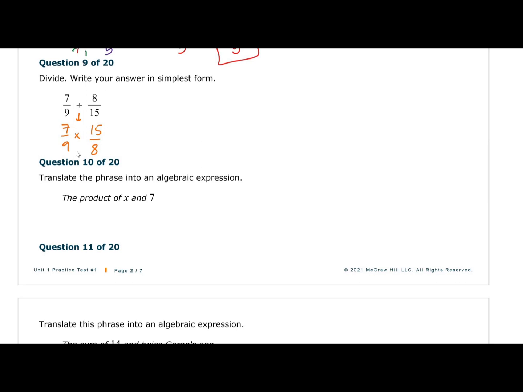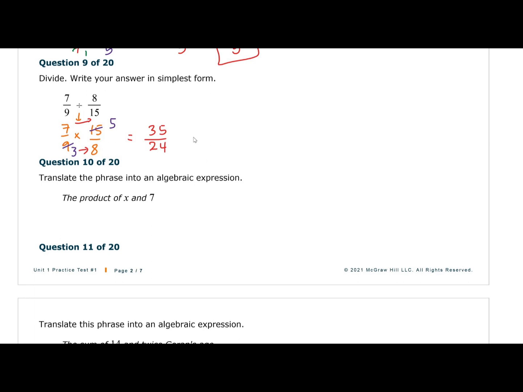I see that 9 and 15 can be reduced by 3. 3 going into 9 is 3 times, 3 going into 15 is 5 times. 7 and 8 cannot be reduced, so the next thing we're going to do is multiply straight across. 7 times 5 is 35, and 3 times 8 is 24.